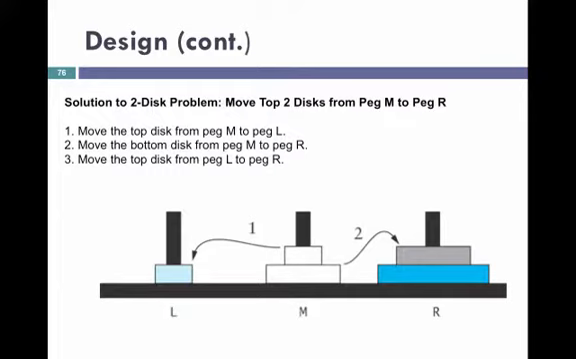Now a solution to the two-disk problem is to move two disks from peg M to peg R. And the solution to that is to move the top disk from peg M to peg L, move the bottom disk from peg M to peg R, and then move the top disk from peg L to peg R.